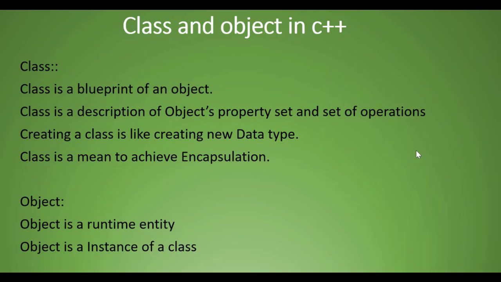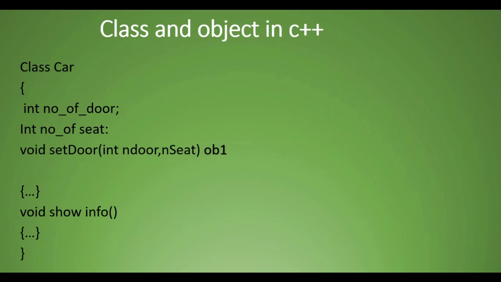Okay, let's see through an example. Here we have a class named car, and this car class has two variables, number of doors and number of seats, and we have two operations, behaviors, methods or functions we can call them, that is void set door and void show info. Here we missed an underscore, it should be show_info.